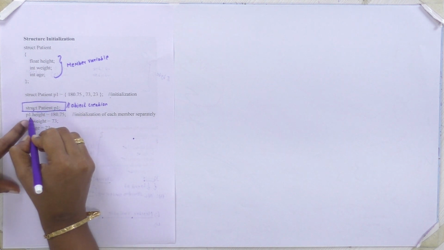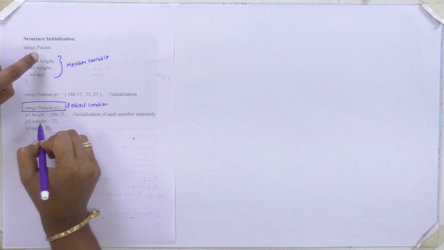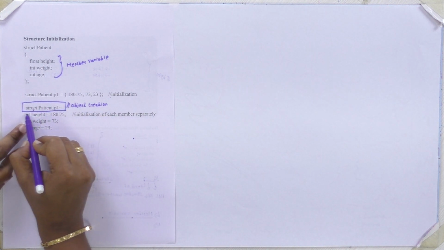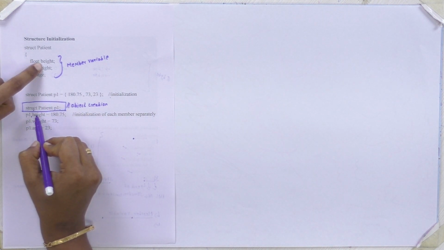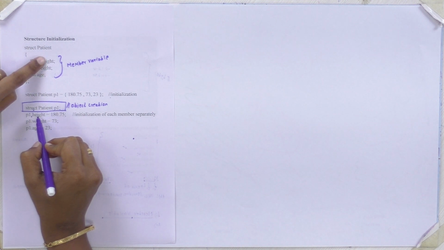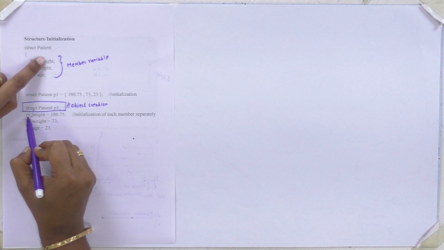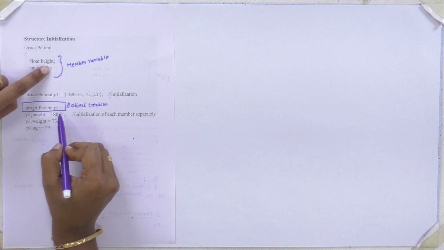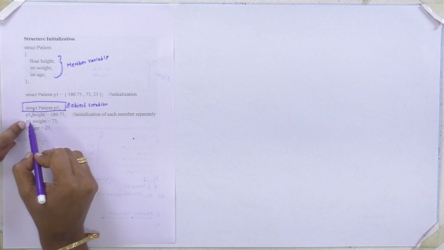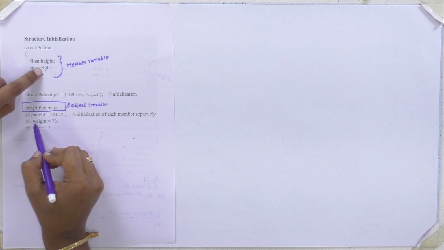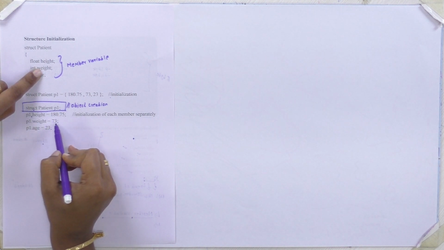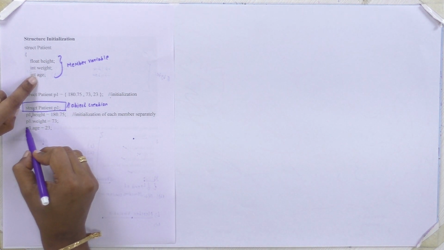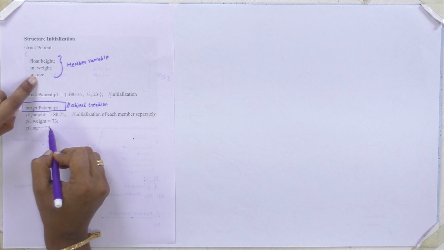By using P1, I am going to initialize the values. Let's take P1 dot height. I am going to initialize the value for height. So by using object P1 dot height equal to, I am assigning some value for this member. Next, same thing I am repeating, P1 dot weight. Here I am assigning the value as 73. Next I am going to assign the value for age. So P1 dot age equal to 23.